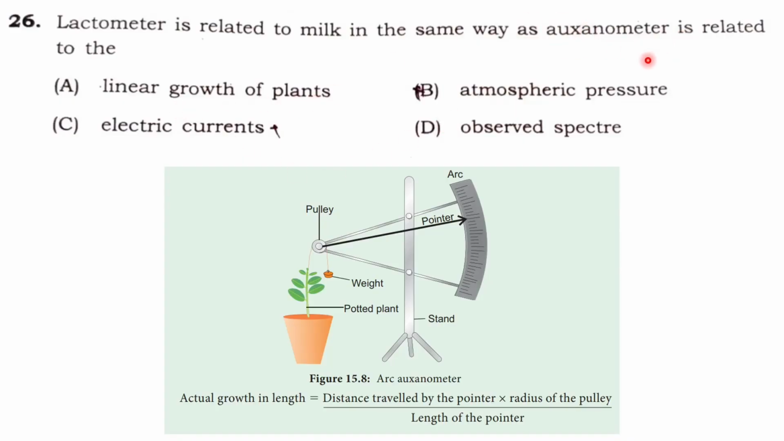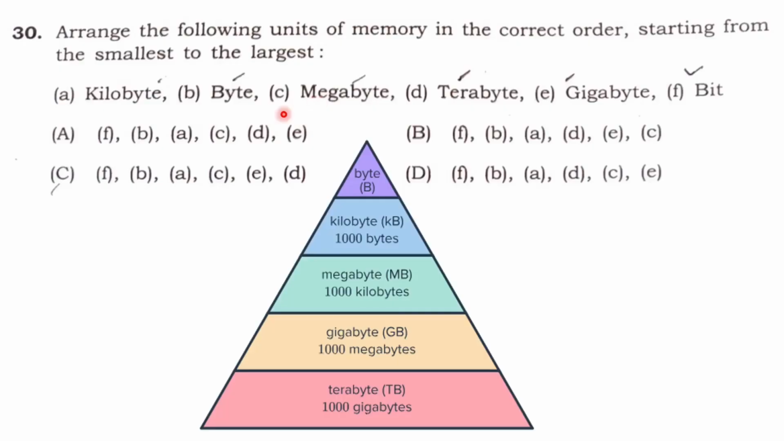Why? Auxanometer is a device which actually determines the growth of plants. So if a plant grows linearly, then with the help of this auxanometer we can determine the height to which it has grown based on this formula. So the correct answer is linear growth of plants.